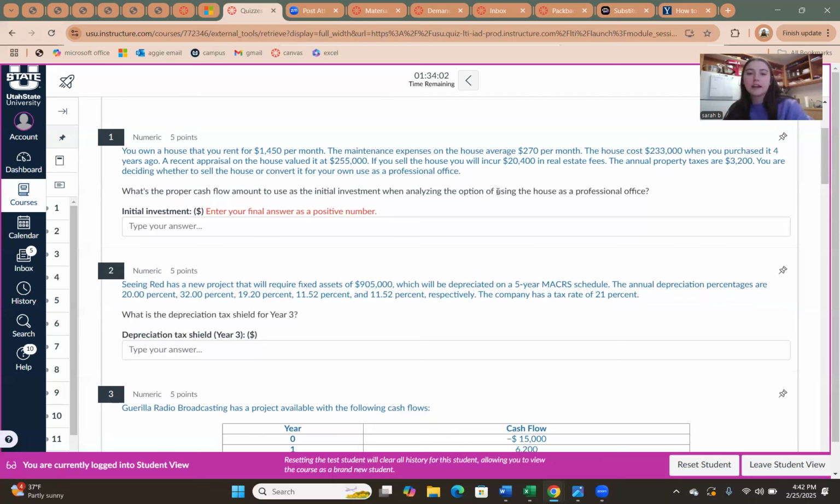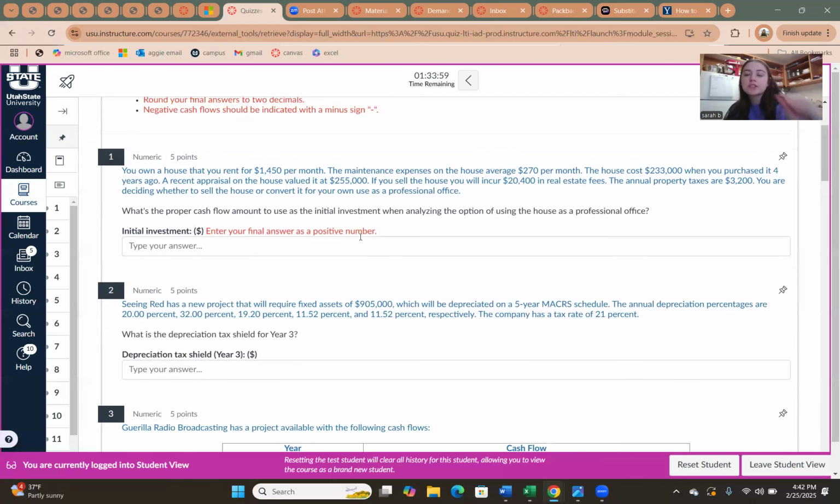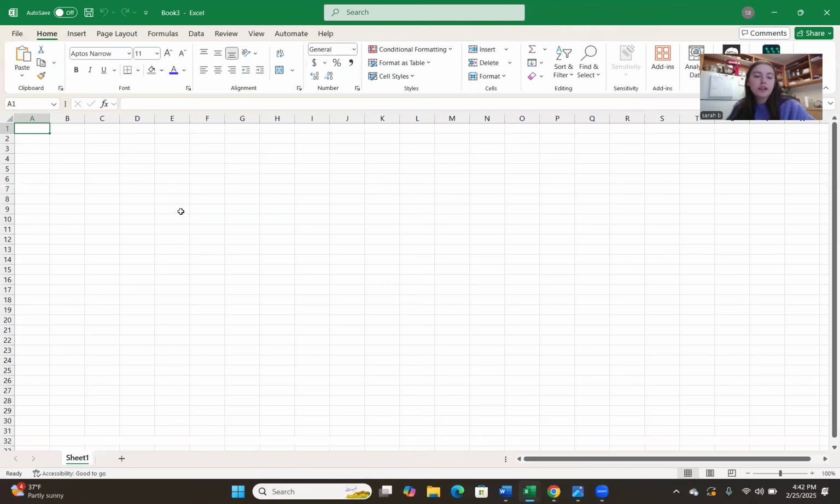Perfect. Yep, that's great. So this question, all it's doing is trying to see if you know what costs are important versus not, which actually is important to know how to do, especially if you've done the project. Knowing what's important information that you're going to use and what's like sunk costs or opportunity costs that aren't going to be realized. So rent doesn't matter, maintenance expenses don't matter, what it cost 4 years ago is irrelevant. Property taxes you pay no matter what. So the only thing that we're going to do on this one is just add the home value and the real estate fees. So let's start this.